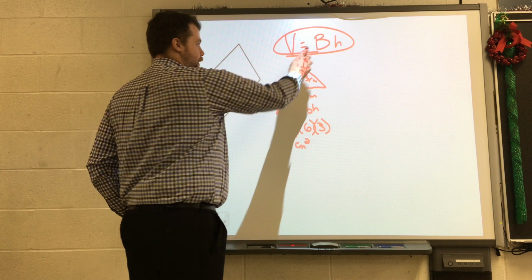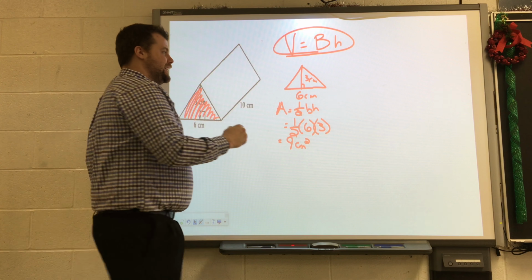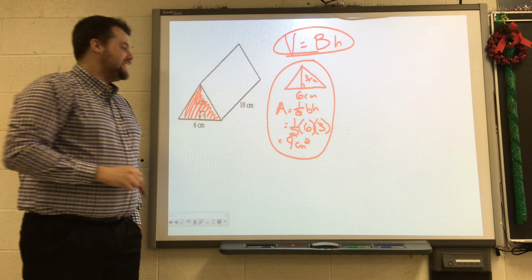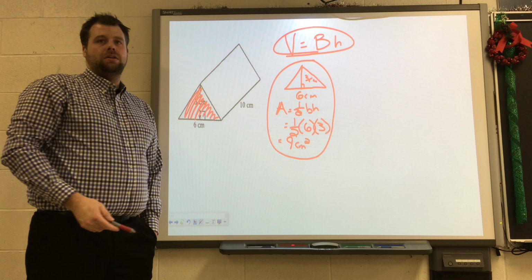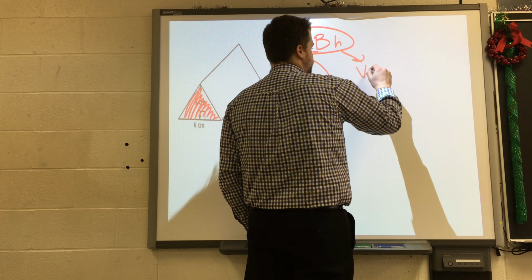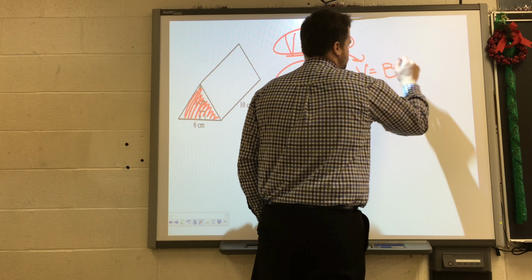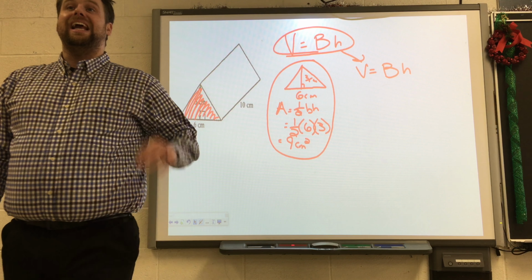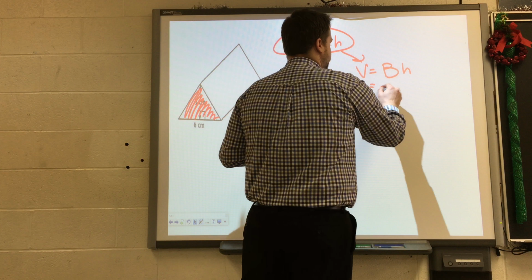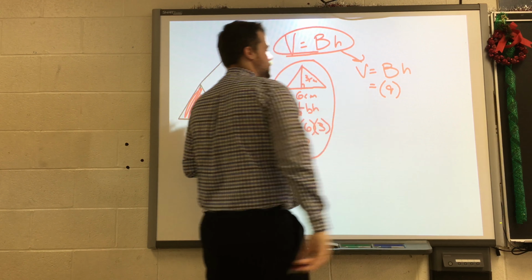We need that to find the volume. I needed to do this work prior to finding the volume because I need this number 9. What I need to do now is go over here and use this formula. Volume of a prism is equal to the area of the base times the height of the solid. Now the area of the base, we just figured out, was 9.